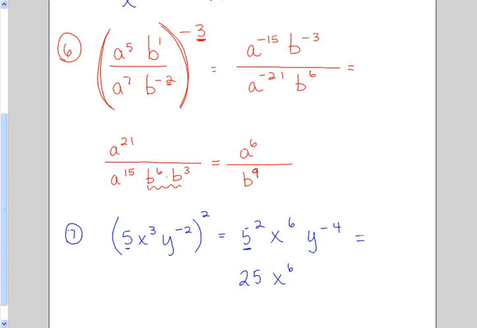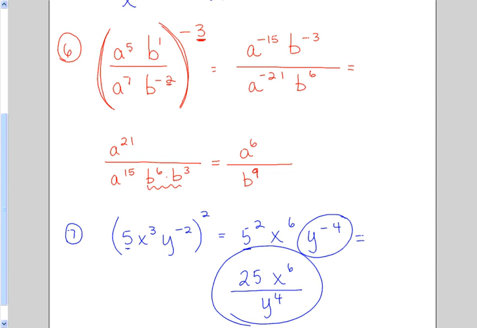X to the sixth. This one has a negative, so it's going to go to the denominator. Okay, take the reciprocal of that term. So it would be 25 x to the sixth, y to the fourth.